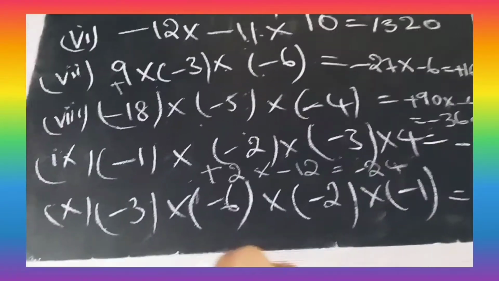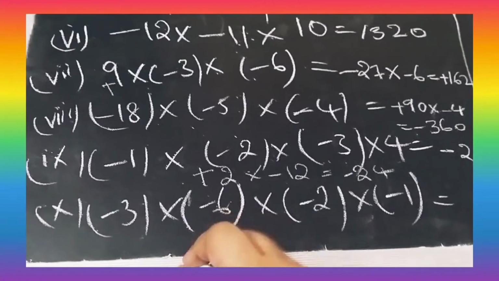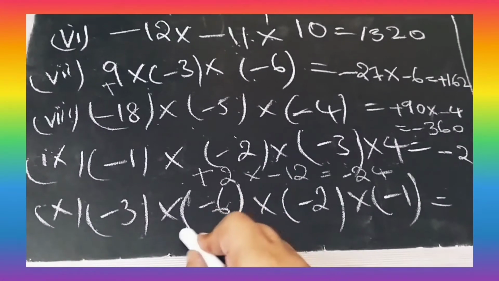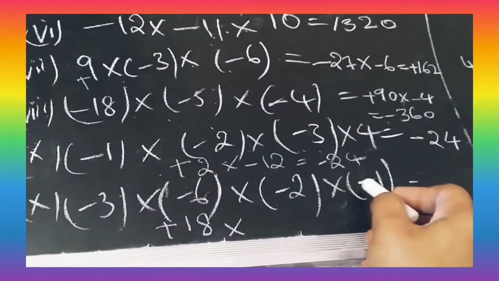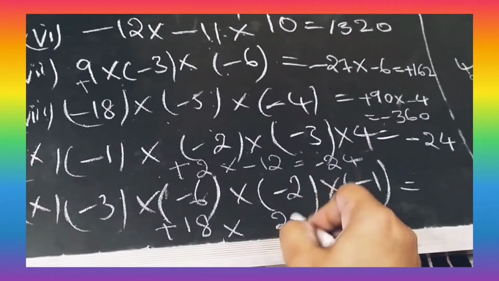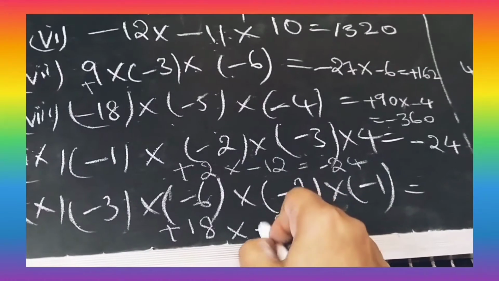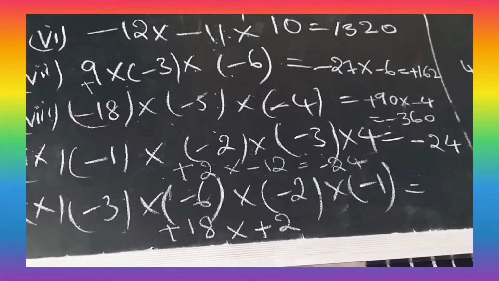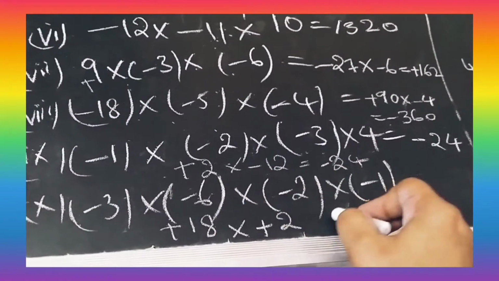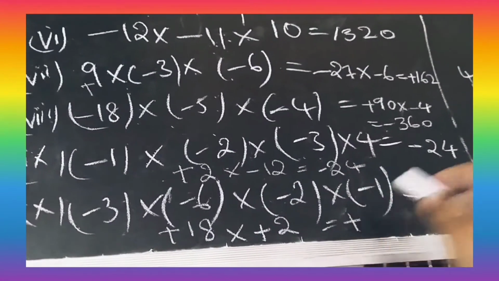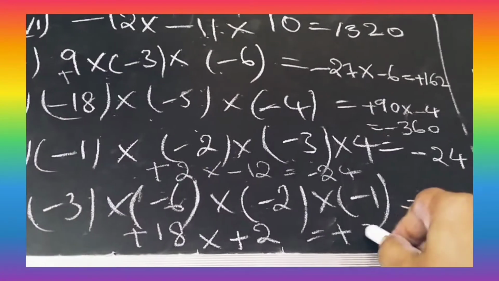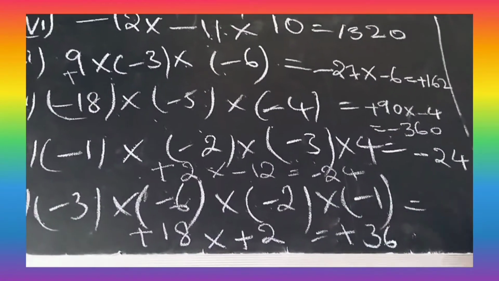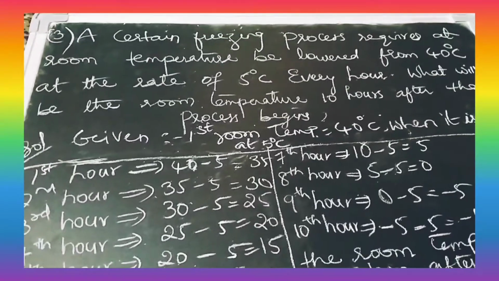Again here 3 sixes are 18, minus into minus is plus. It is plus 18 into 2 ones are 2, minus into minus is plus. It is plus 2. Now plus into plus is again plus. What is 18 twos? It is 36.